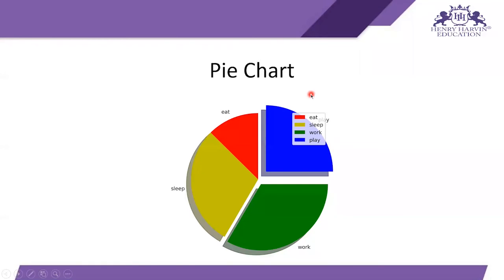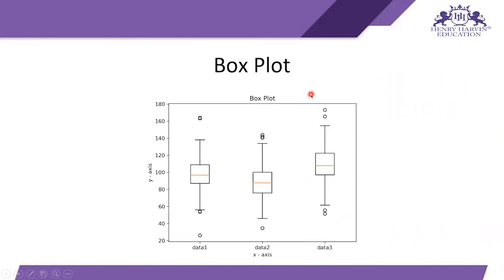After the pie chart, next comes the box plot. This is how a box plot looks. We have three datasets, data 1, data 2, and data 3, and each has a range of values. To read the box plot, it shows that we have more values here. The mean value is this line, the mean value of all this data.